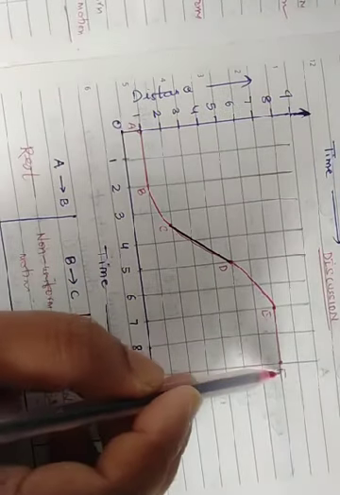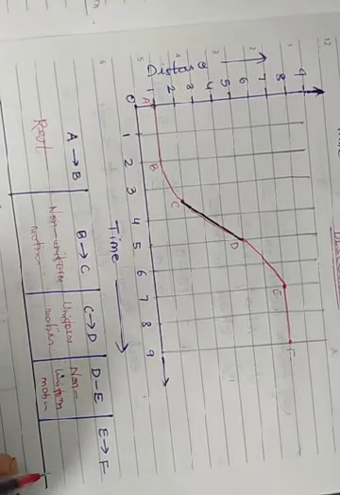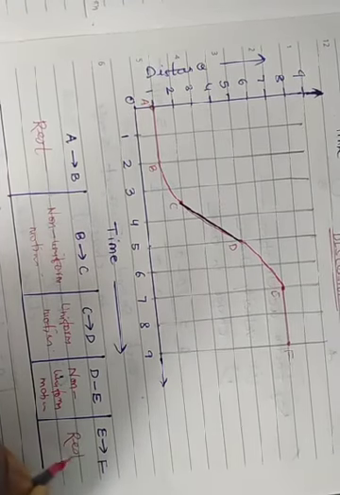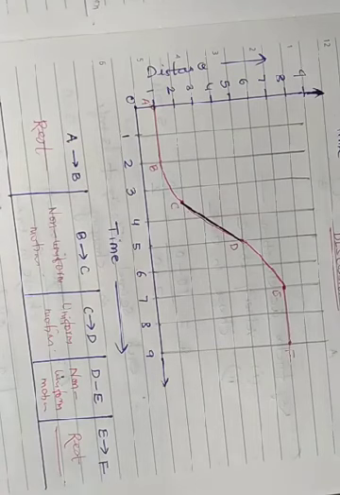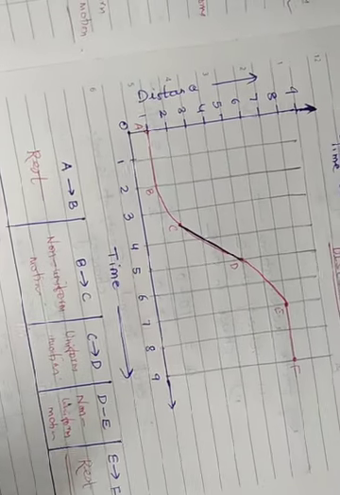And E to F is a straight line. So a straight line indicates the rest position of a body. So we will say here a rest position. So this is understood, I guess. This much of the concept is necessary to understand uniform and non-uniform motion as well as the rest position of a body. Okay.